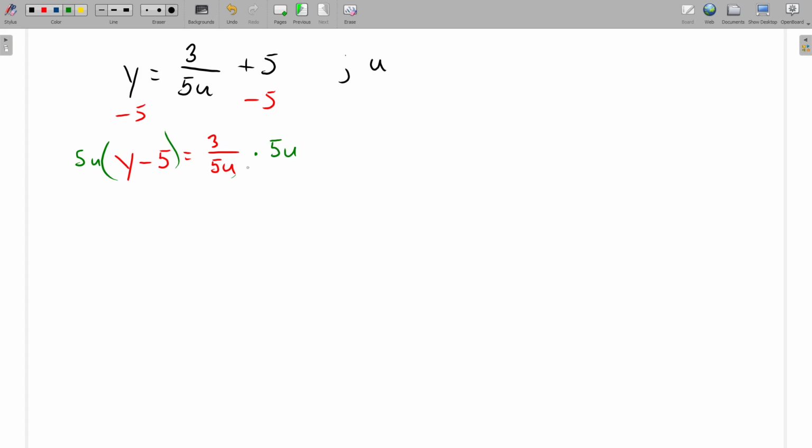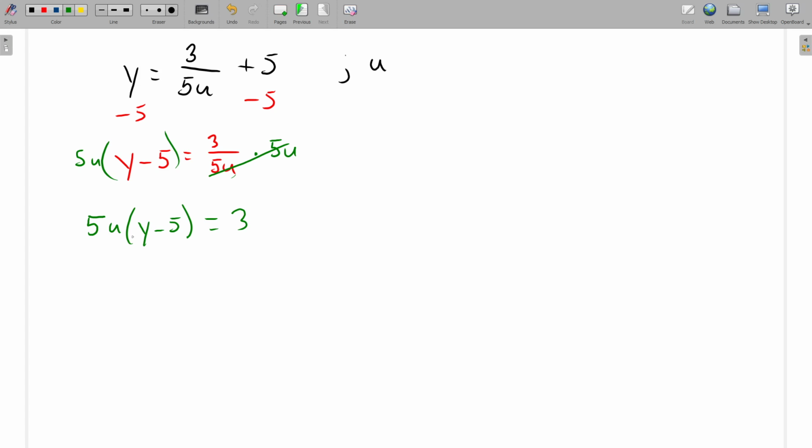The easiest way to do that, this is definitely not the only way, but the easiest way is to multiply it to both sides, which cancels it from the right, but on the left we now have 5u times y minus 5 is equal to 3. Notice I'm not distributing this. That's because I don't want to put the u into multiple places. I want to leave it in that one place.